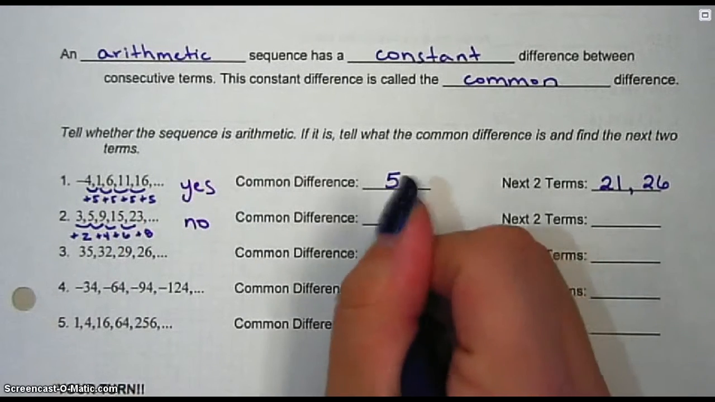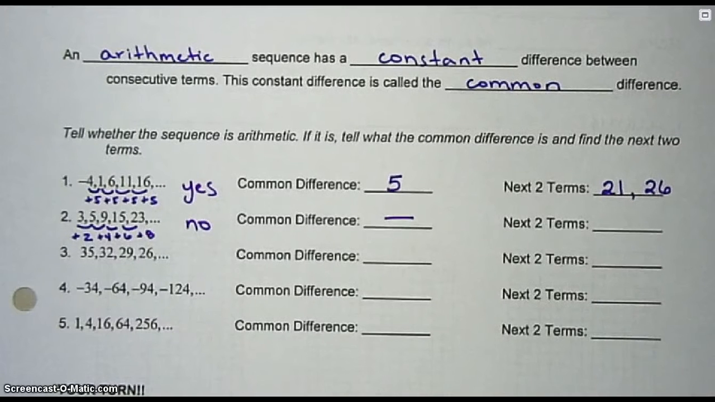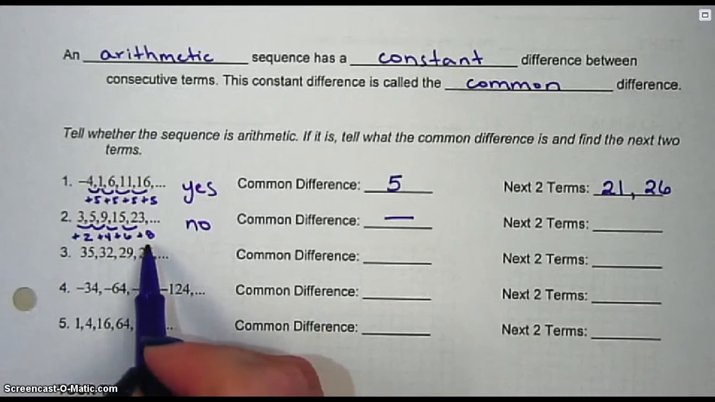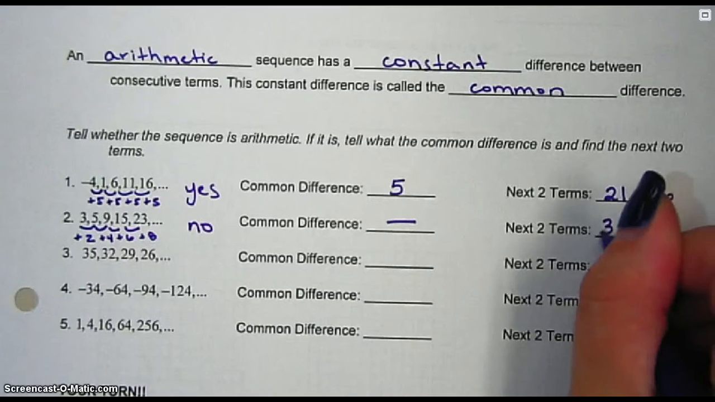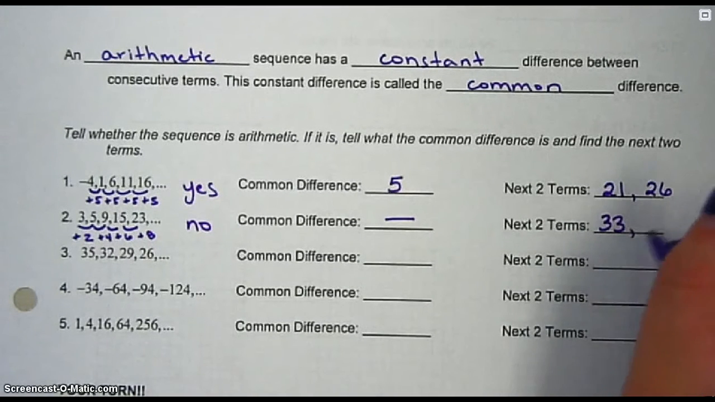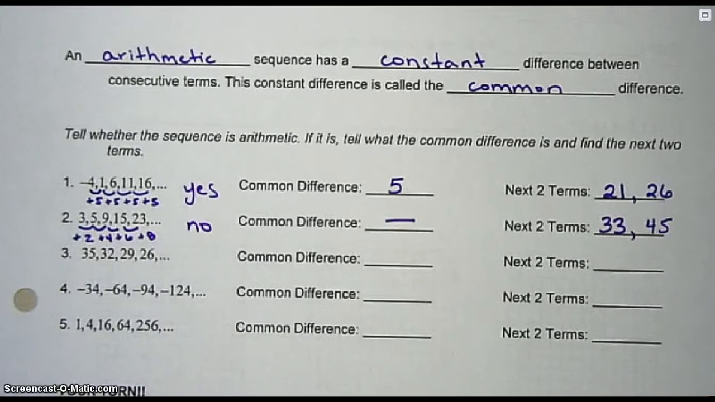So there is no common difference. We could find the next two terms if we really wanted to, because we can see the pattern is 2, 4, 6, 8. So the next term would be 10. So if I wanted to, I could find the next term is 33. And the next term I'd add 12 and get 45. But this is not arithmetic.